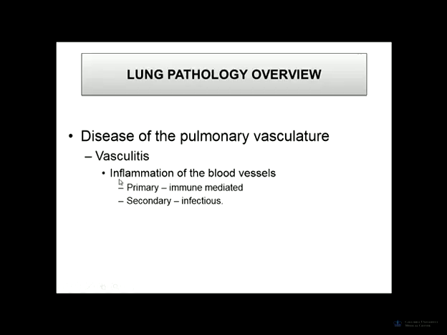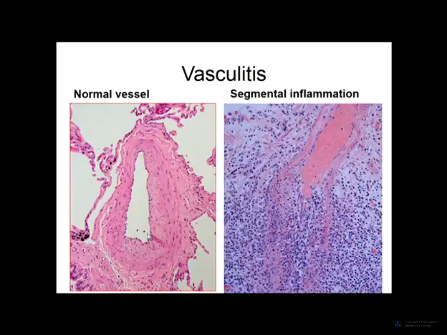Lastly, I just want to show an example of inflammation of the blood vessels. Certainly vasculitis, which is inflammation of the blood vessels, occurs in the lung. It can be immune-mediated or it can be secondary or infectious. In either event, the normal vessel becomes, especially in immune-mediated vasculitis, segmentally damaged by an inflammatory infiltrate, resulting in necrosis of the vessel wall in a segmental fashion, and these are the inflammatory cells, neutrophils and lymphocytes.